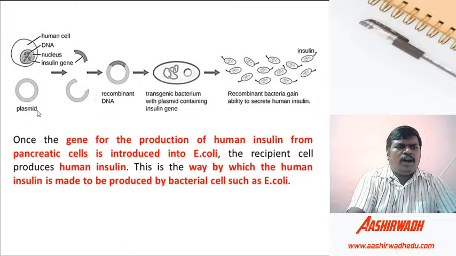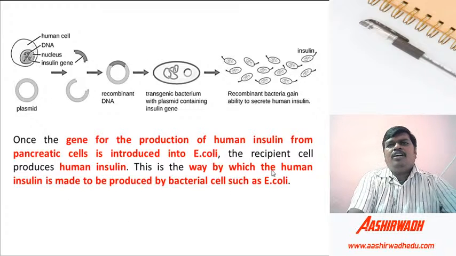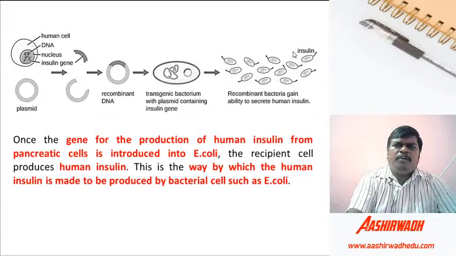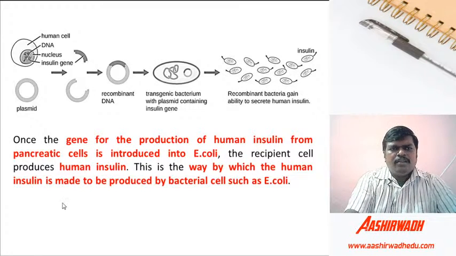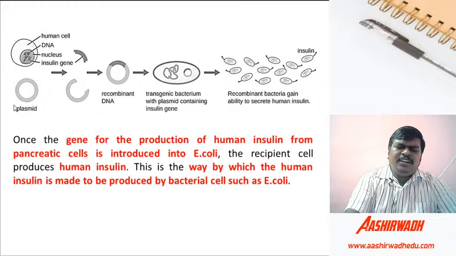Now I'll show you how the gene responsible for the formation of human insulin is produced. You have to take an insulin gene from the human cell. You have to identify the fragment that is responsible for the formation of the insulin gene, and it will be inserted into the plasmid. We cut the plasmid using restriction endonuclease enzyme, and then it will be joined. After joining, this is called recombinant DNA. This recombinant DNA contains the genes responsible for the formation of insulin.